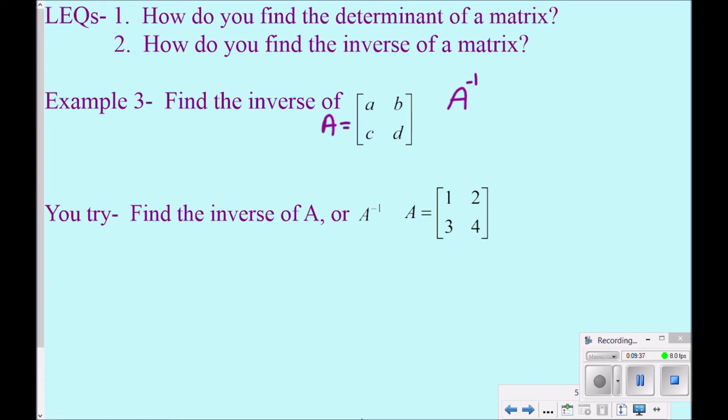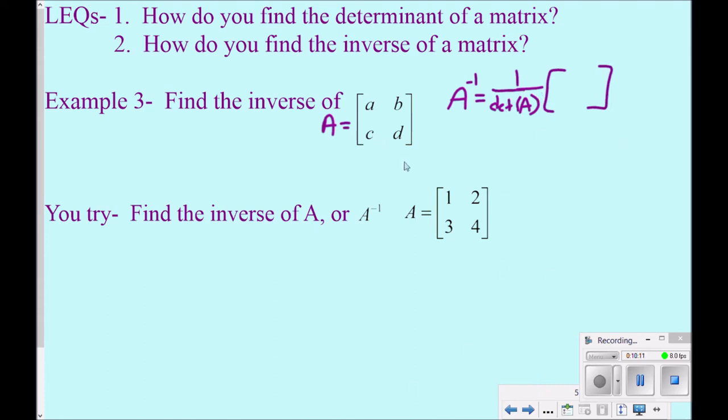So A inverse we get by, first of all, figuring out the determinant, and then when we have the determinant of A, we're going to put it as a fraction, and we're going to put that determinant in the denominator of the fraction. And the numerator of the fraction should be a 1. Then I'm going to take that number, whatever 1 divided by the determinant of A is, and multiply it by a matrix. It's just going to be like a scalar, multiplying by everything in that matrix.